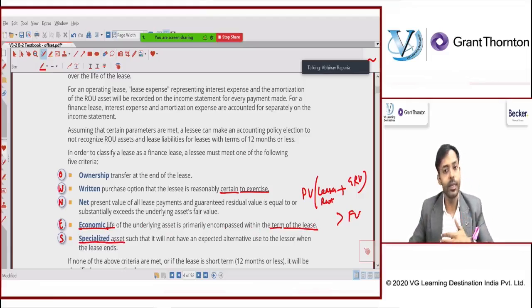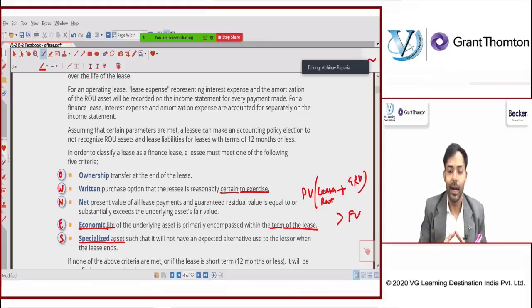Okay. Why are we doing this kind of categorization? Why are we looking for this category and these criteria? What are we looking for with these criteria?